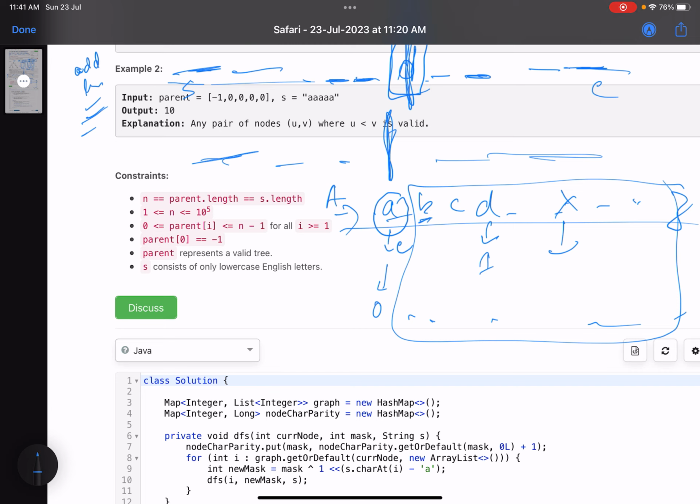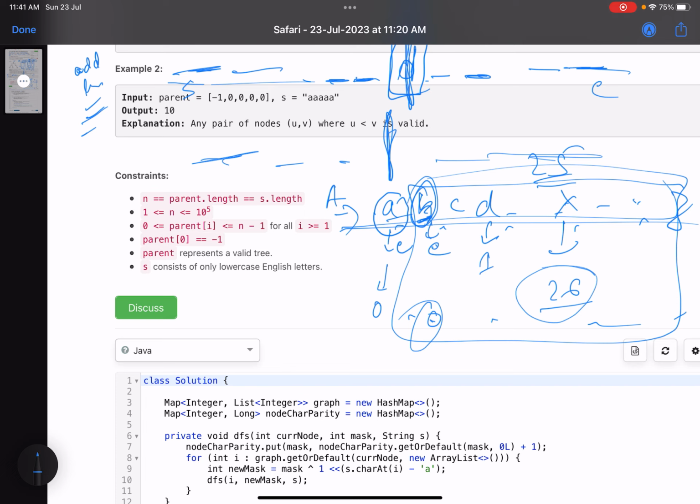It's the same node. Now suppose the parity of B is even again, right? So what I'll do, I'll consider all the nodes, or rather the count of nodes where B comes an odd number of times. All the other 25 characters have the same parity. The only difference is at B. So I can consider it for 26 possibilities because I have 26 characters, right?